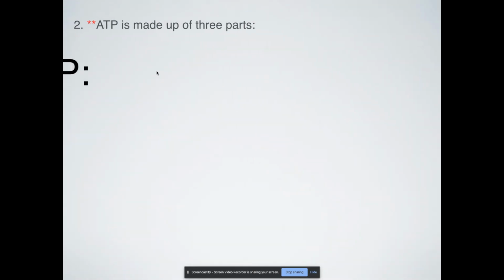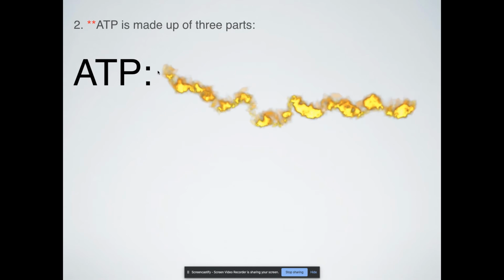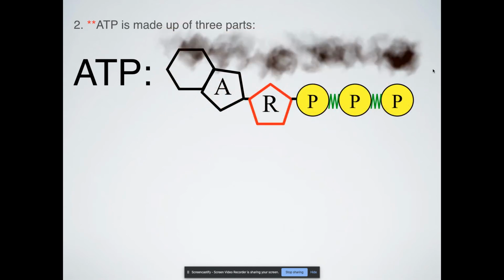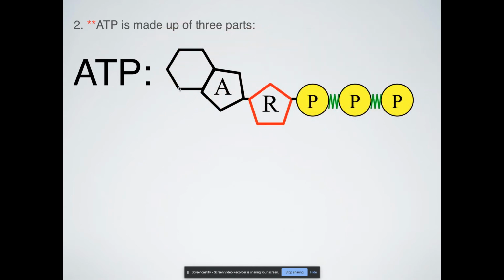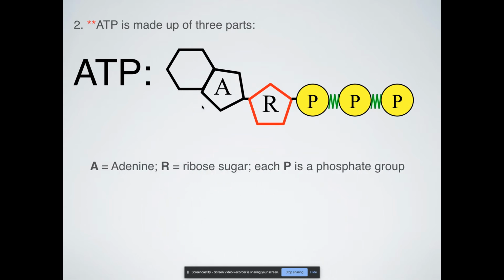So what is ATP made of? ATP is made up of three parts. This is a generic way of symbolically representing it, so you can draw that. But the A part is adenine, R is a ribose sugar, and each P is a phosphate group. Now, this little spring is supposed to represent that the energy that is being stored and released is coming from the phosphate groups.